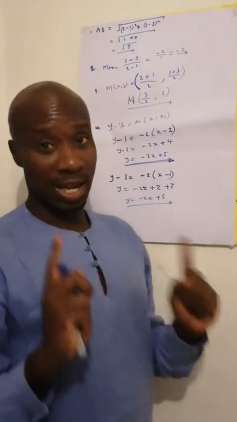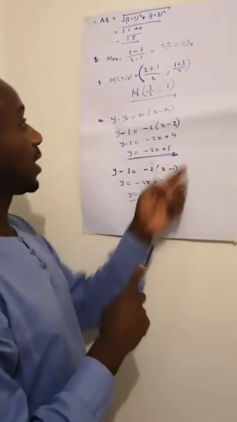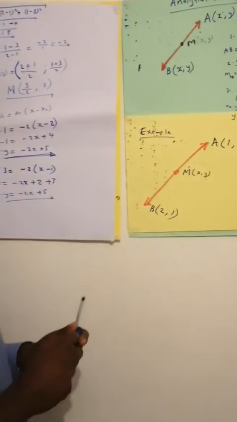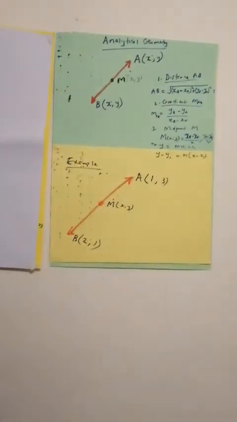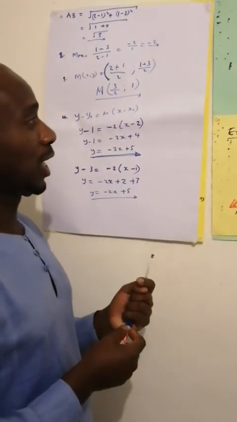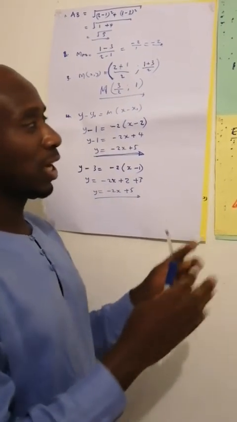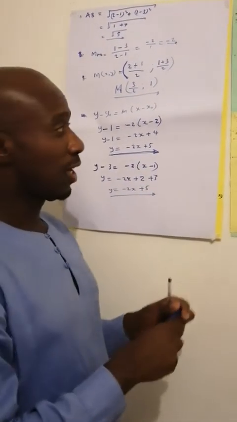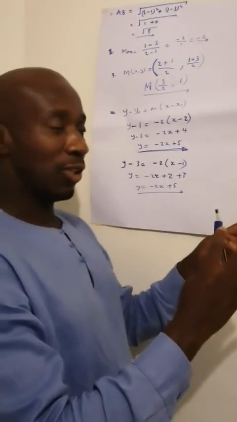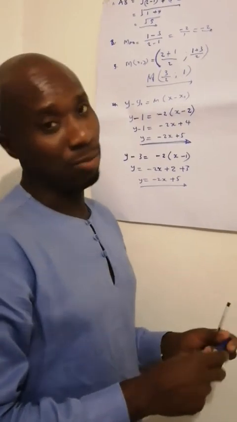Let us end there for today. This is our analytical geometry. You can use any points, and next time we'll check what happens if the lines are collinear, or the points are collinear, or the lines are parallel, or the lines are perpendicular. We'll be checking that one.